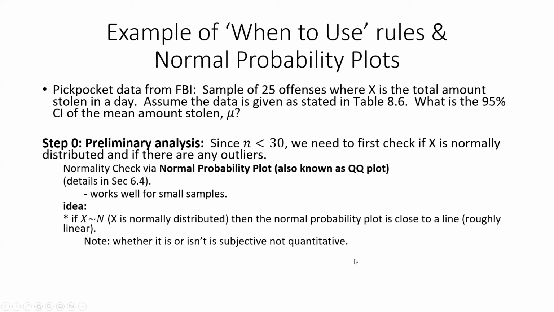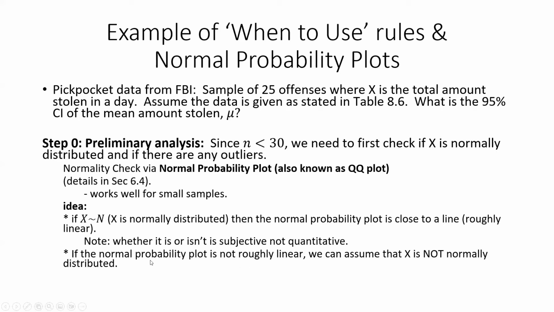And then the idea is if the normal probability plot is not roughly linear, then we assume that the variable X is not normally distributed. Okay, so that's the idea of how it works. We do get a bonus using this approach in that you don't have to do box plots of the data, because this technique also can be used to identify outliers.